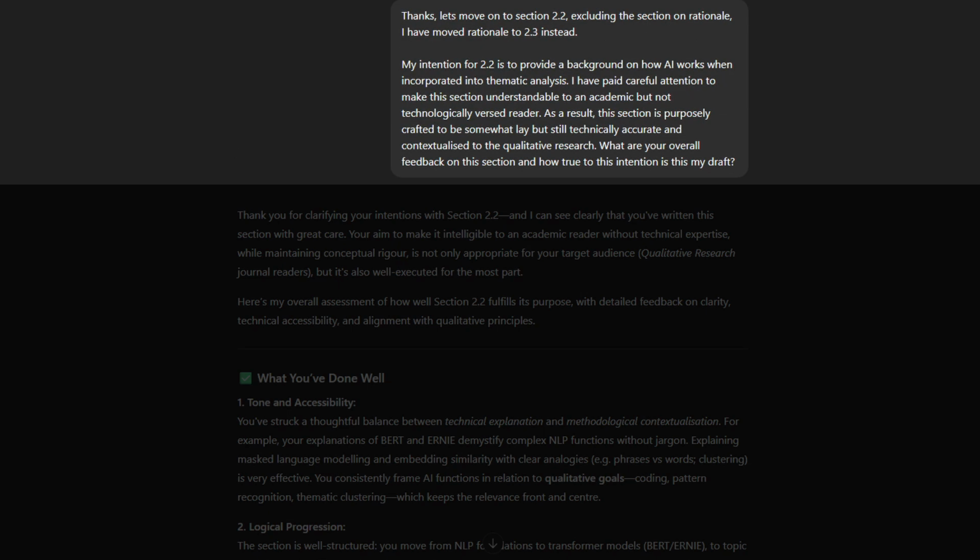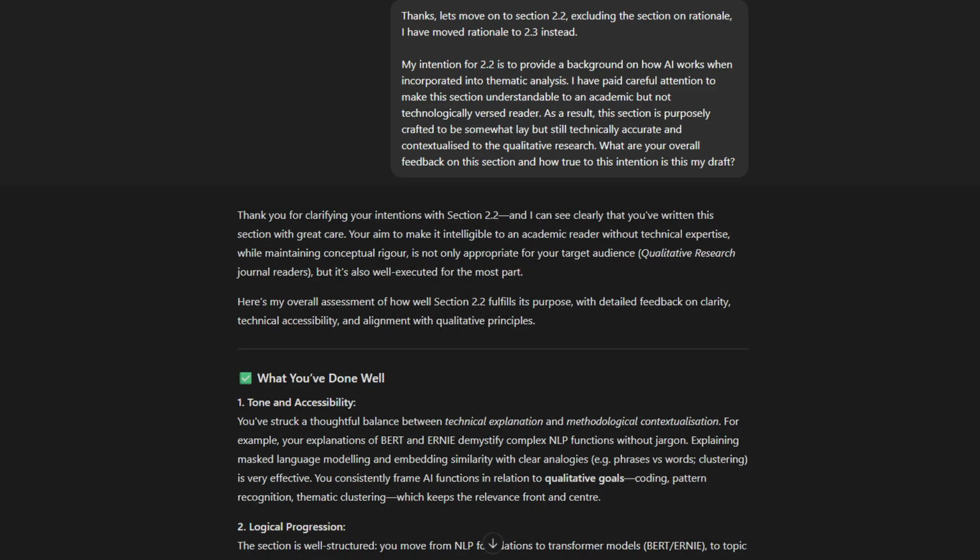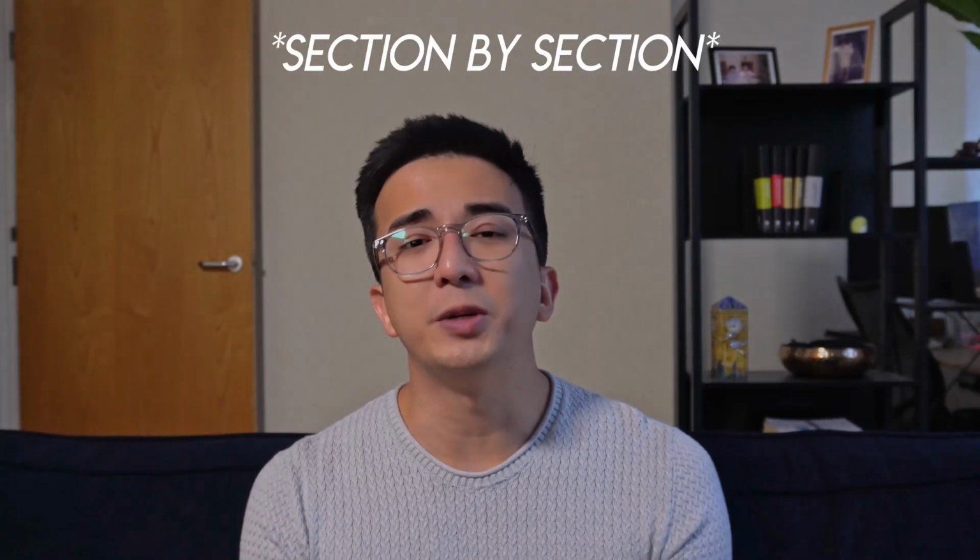Some of the prompts are also crafted to show AI how to read my writing as well, briefing it on my intentions for the section and what I wanted to convey, and then asking AI how well I've achieved that. I approach this step by step because I want to ensure that every section of the paper has the attention it needs and AI doesn't confuse itself and me by jumping around the paper.